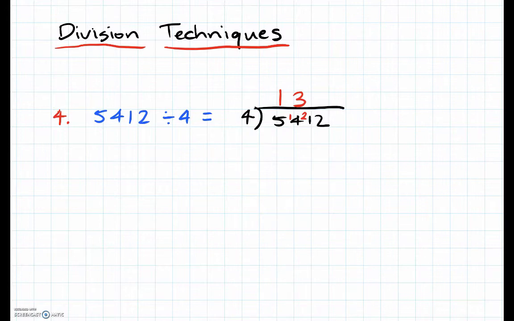And then I ask myself how many times 4 goes into 21. Now because 4 times 5 is 20, it goes into it 5 times with 1 left over. And the final question I ask myself is how many times 4 goes into 12. And 4 goes into 12 exactly 3 times. So 5,412 divided by 4 is 1,353, not 1,355. And we highlight the answer to show that we're done. The end.